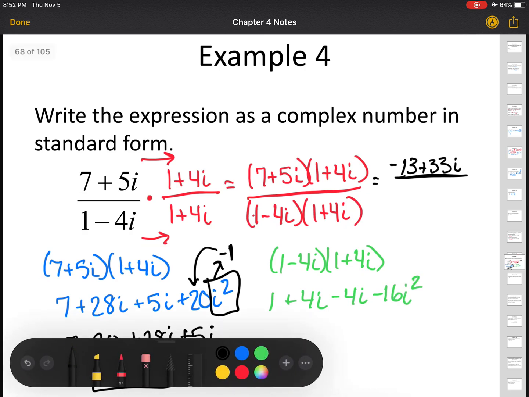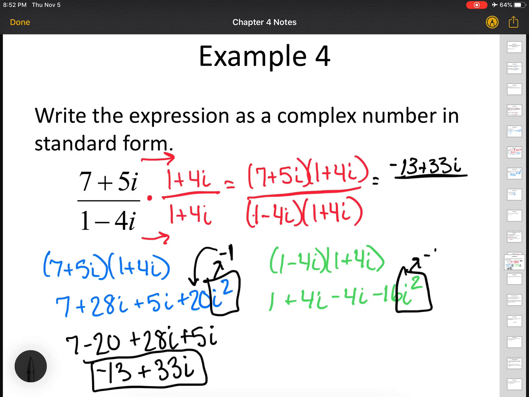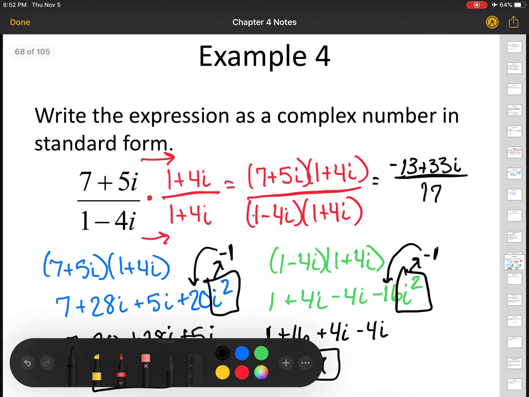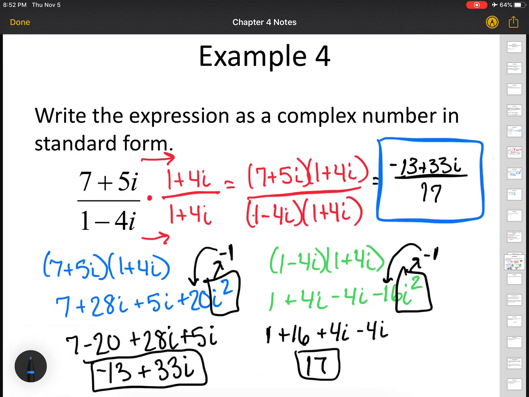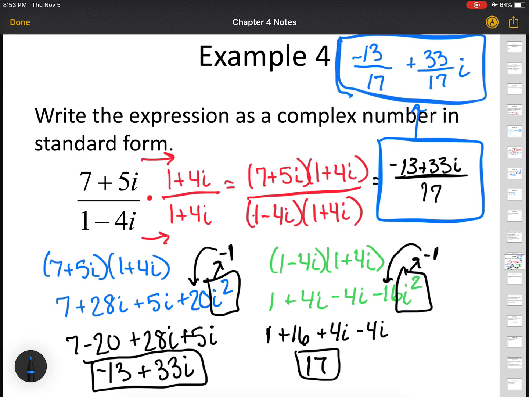Again, pull the i squared out, which changes the sign on the negative 16 to positive 16, and bring down the i's. Well, 4i minus 4i, that's 0, but 1 plus 16 is 17, and that's going in the bottom here. Okay, so here is my simplified version of those complex numbers being divided by each other. I could also break this apart as negative 13 over 17 plus 33 over 17i. They mean the same exact thing. This is just in the complex number form.